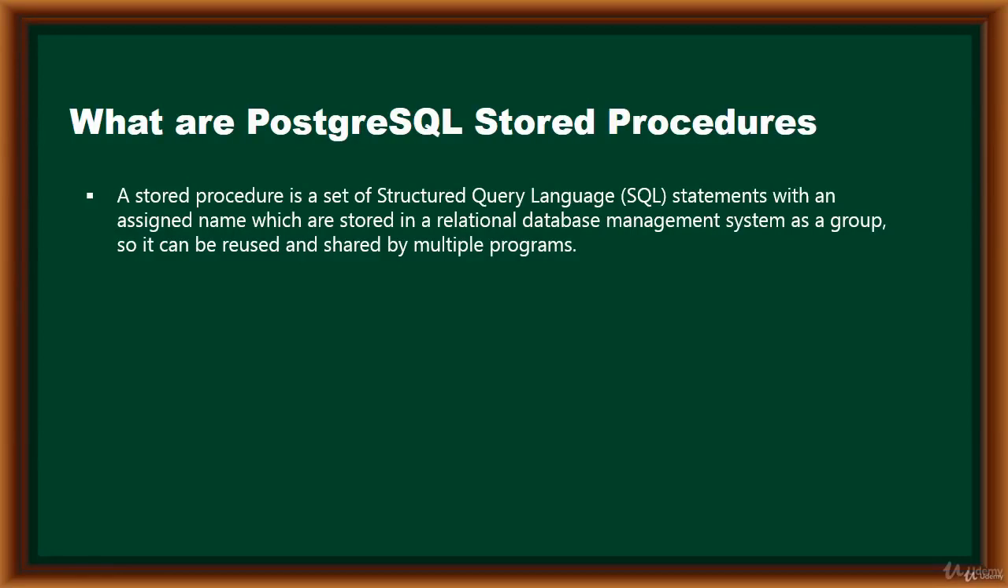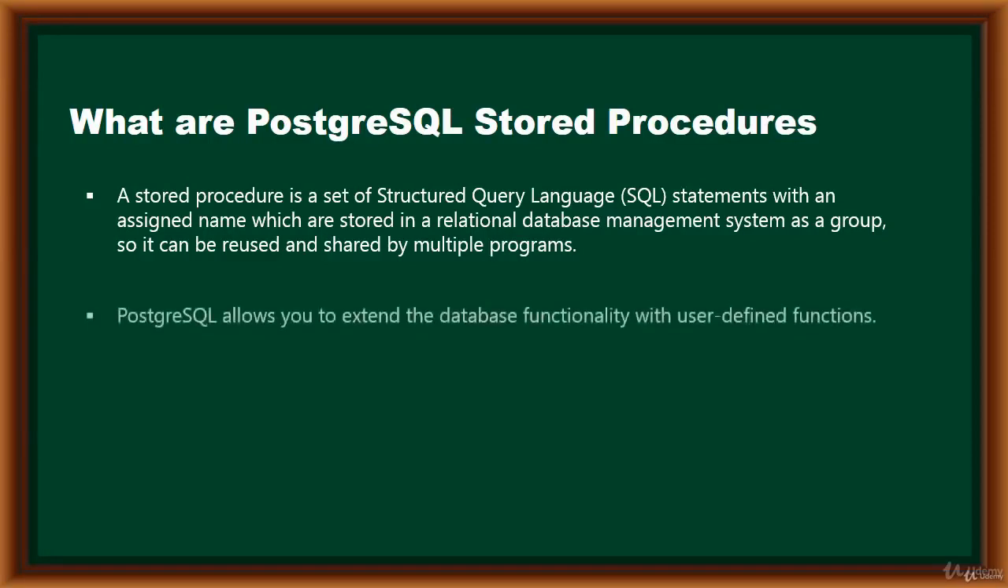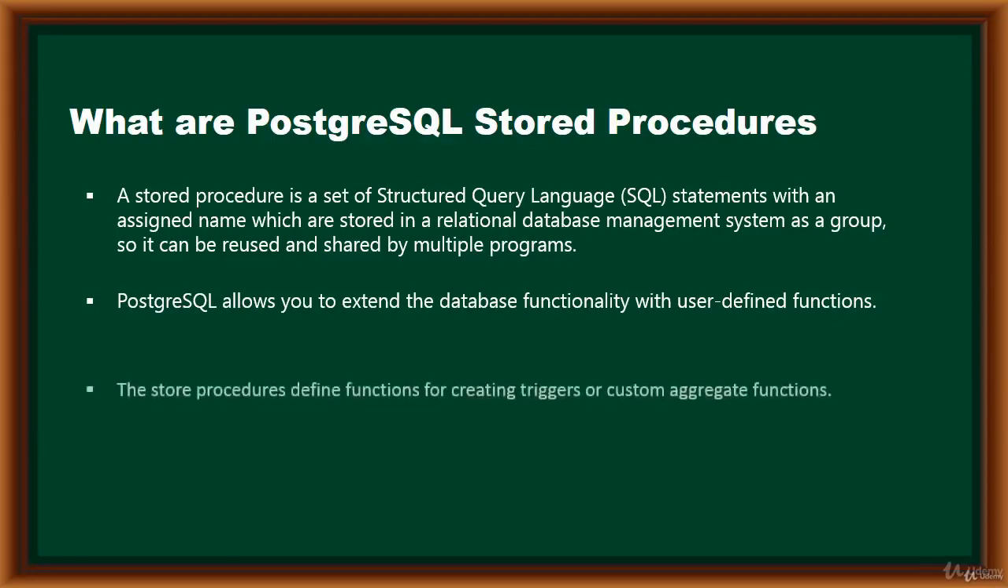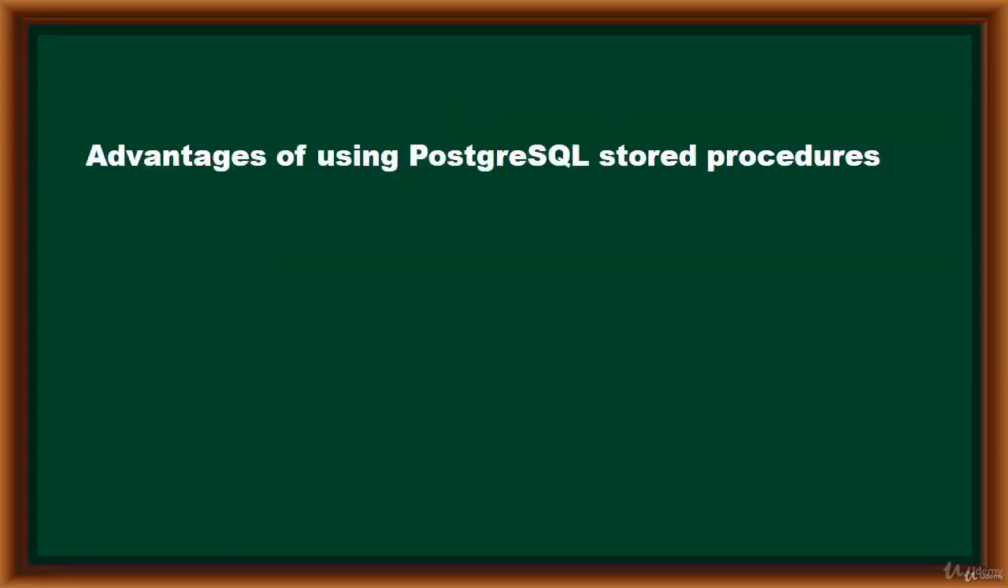PostgreSQL basically uses stored procedures for developing functions. So they allow you to extend the functionality of the database with user-defined functions. User-defined functions are also represented as stored procedures. You can use stored procedures to define various types of functions. For example, you can use it to create triggers or custom aggregate functions.